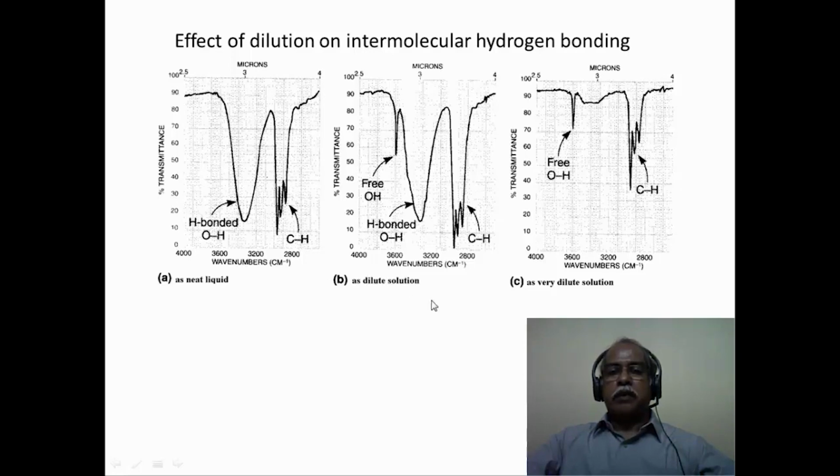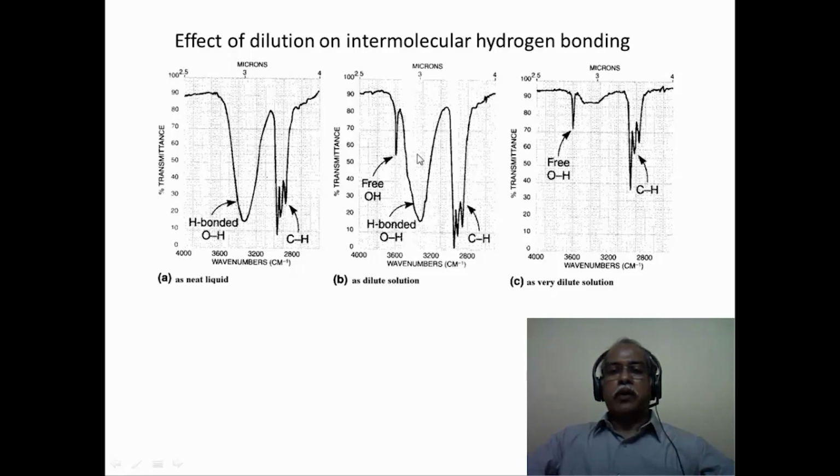When you have a dilute sample, there are two bands which are appearing. One is a sharp band at a higher frequency, and then your usual broad band like what you saw here, around 3300 as a maximum. The same frequency, around 3300, is the maximum that you see here. The sharp band is essentially because of the free OH, and the broad band is essentially because of the hydrogen bonded OH.